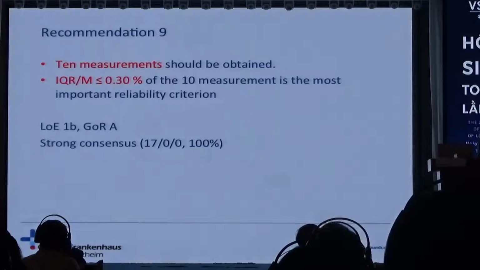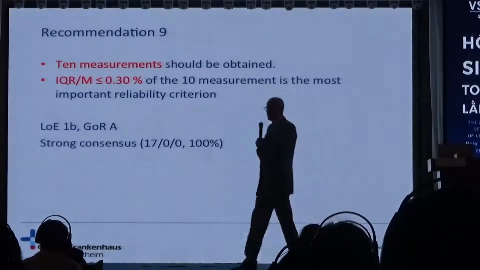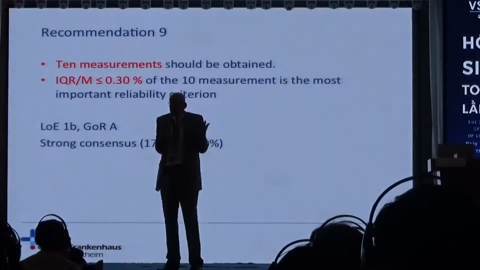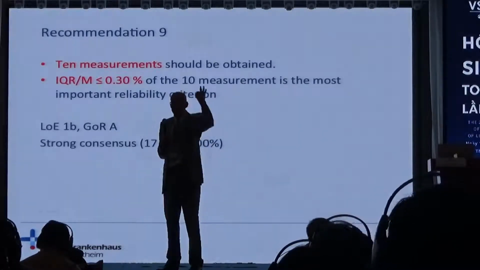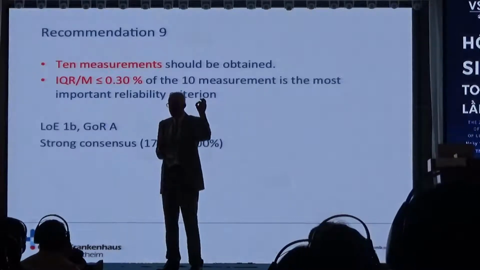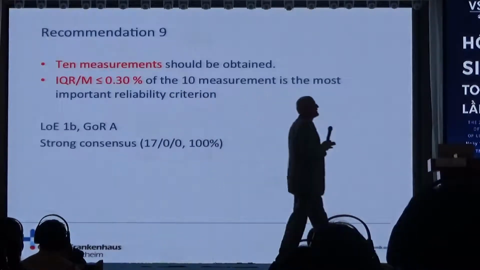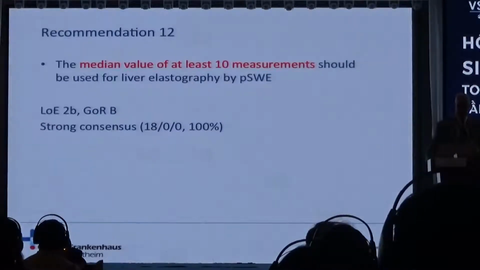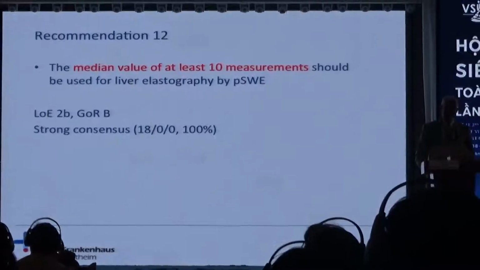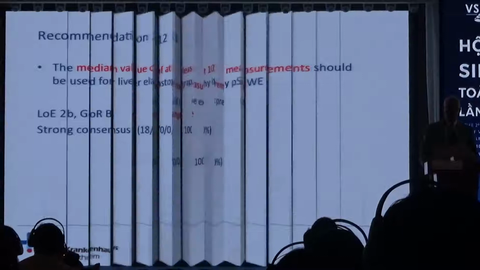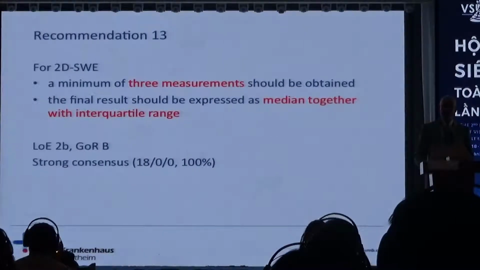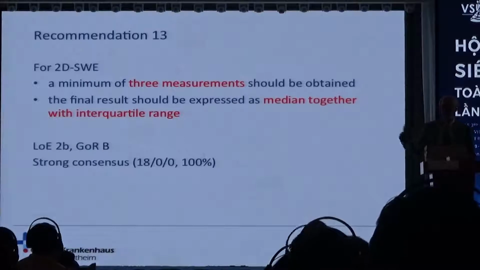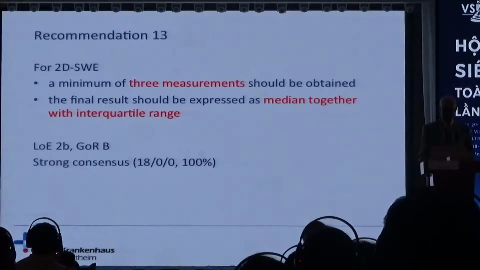In normal values, you will normally be much better if you are a good examiner. In liver cirrhosis, you might get even higher values and still have representative data, because liver cirrhosis is heterogeneous. As mentioned, the median value of at least 10 measurements should be used. And I already mentioned 2D shear-wave elastography does not need those 10 measurements.